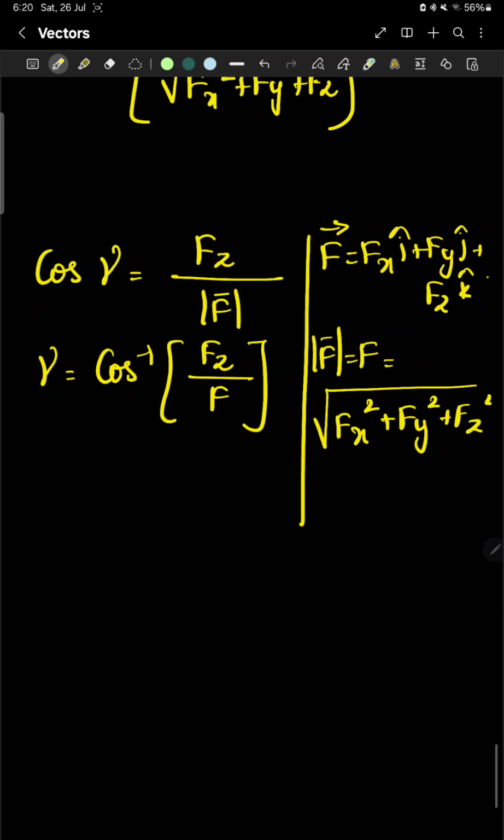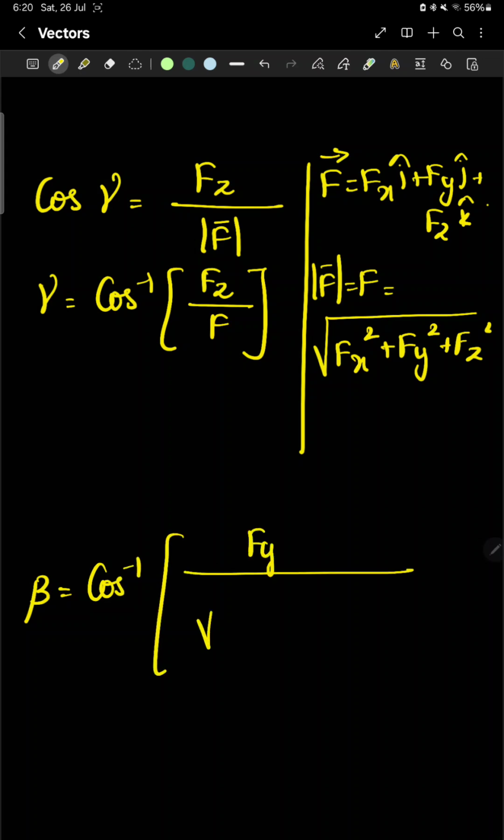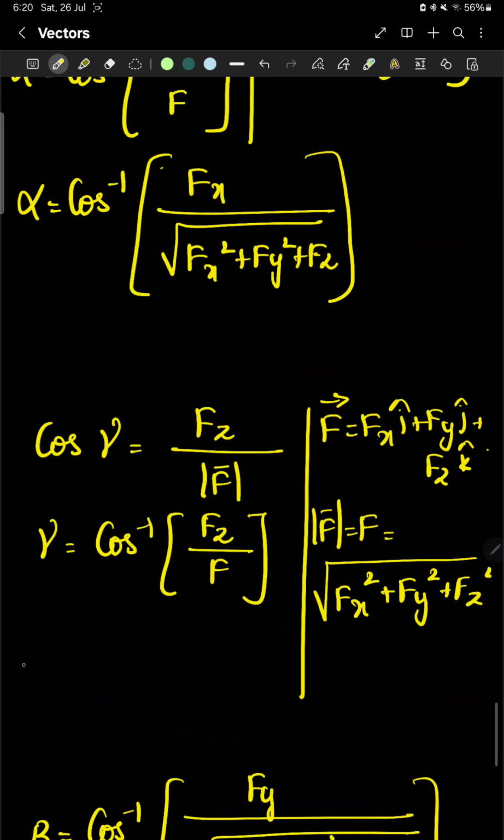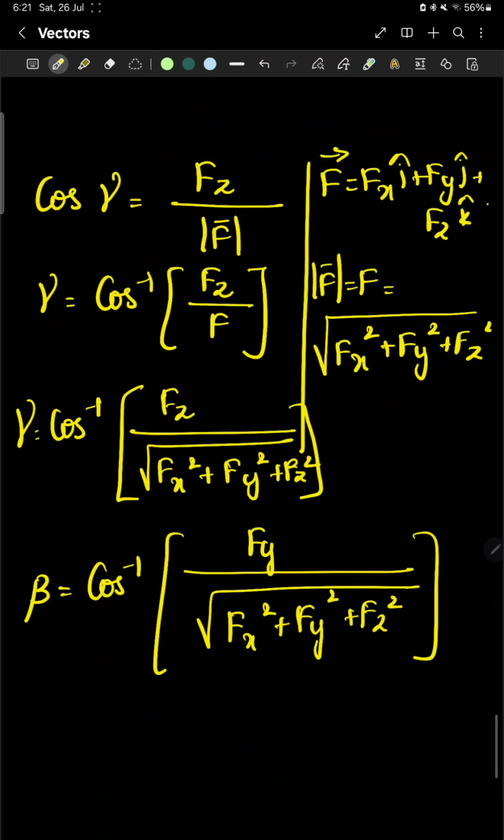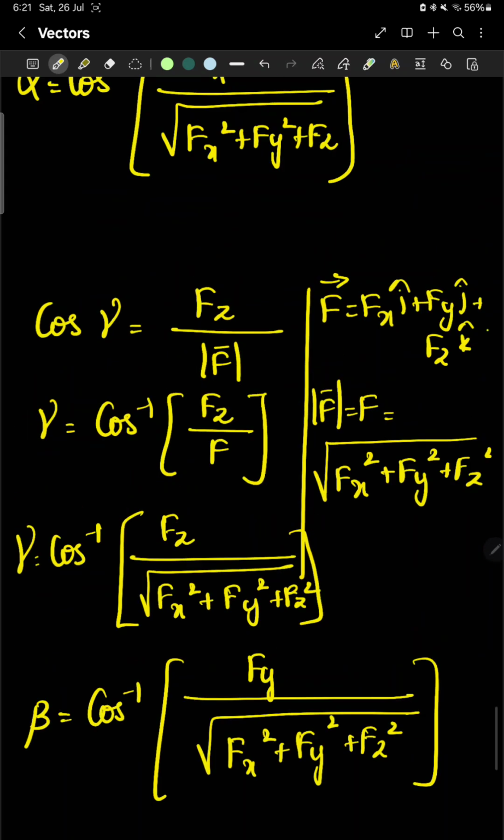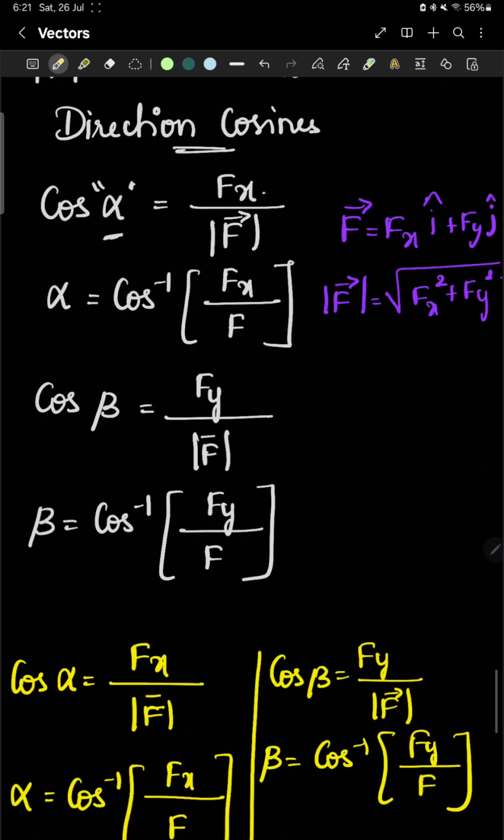From here I can also calculate beta, which I'm just writing down. Beta will be cos inverse of Fy divided by root of Fx square plus Fy square plus Fz square. Similarly, gamma can be calculated as cos inverse of Fz divided by root of Fx square plus Fy square plus Fz square. So these were the formulas to find the angles made by this vector with respect to all three axes: alpha, beta and gamma.